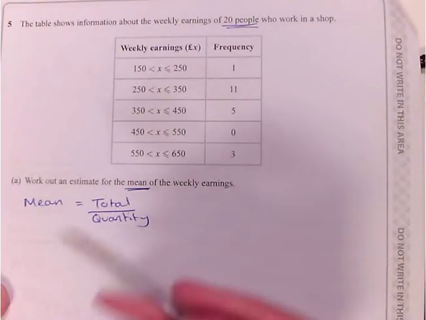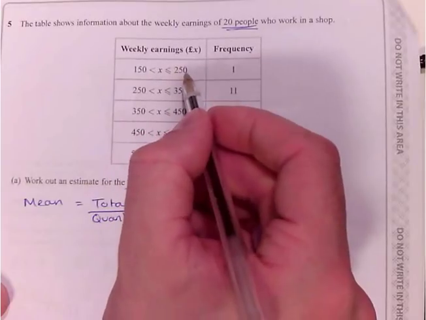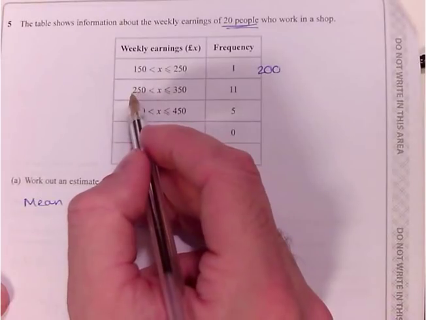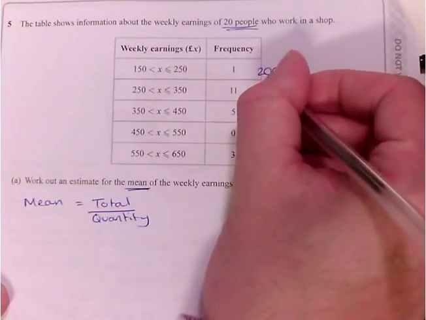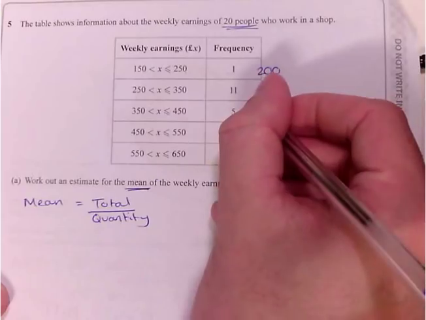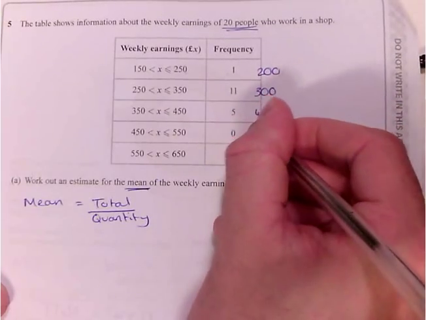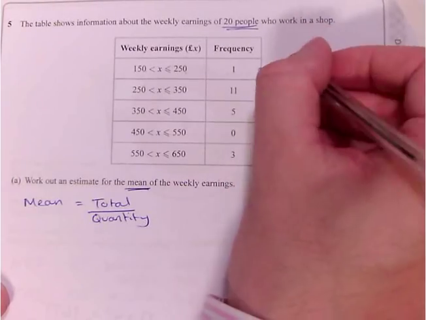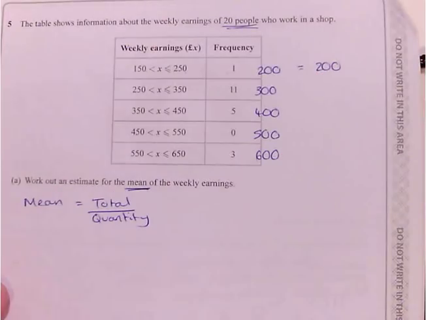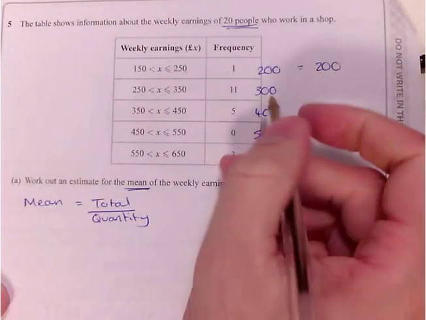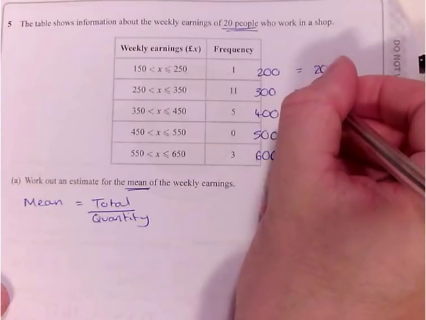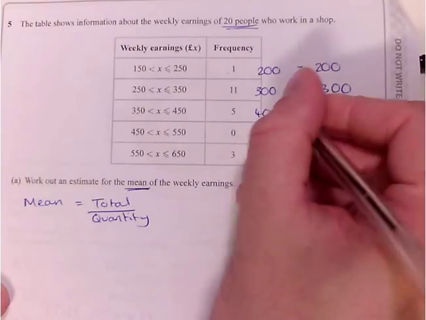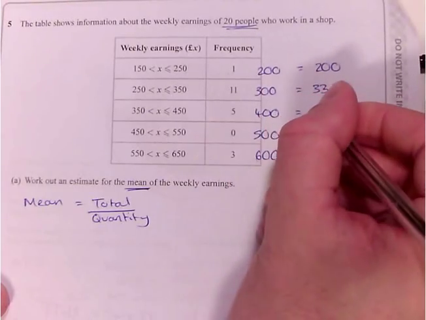Now we know this one person earns between 150 and 250. So I'm going to put them down for about 200. These 11 people earn between 250 and 350. So I'm going to go for about 300. I'm finding the midpoints of each of these. 400, 500, 600. Now as I said, this one person earns about 200. So they earn 200 pounds. Now these 11 people earn 300 each. So that's about 3,000 from 300. 5 people earn 400 each, so that's about 2,000.